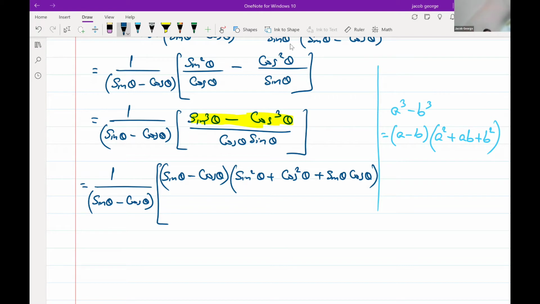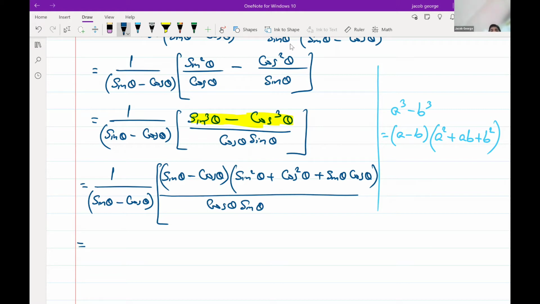a cube minus b cube, first we remove the cube. a minus b, it is sin theta minus cos theta into a square plus b square, I wrote second, plus ab, because sin square theta plus cos square theta is an identity too. What is sin square theta plus cos square theta? 1, right? It is 1. So denominator is cos theta sin theta.